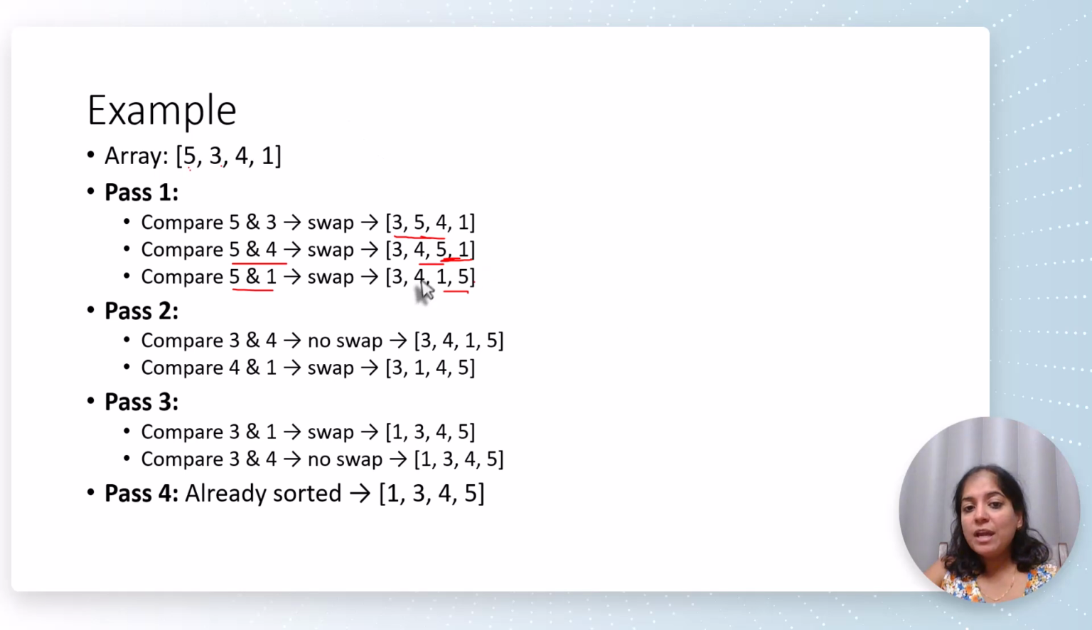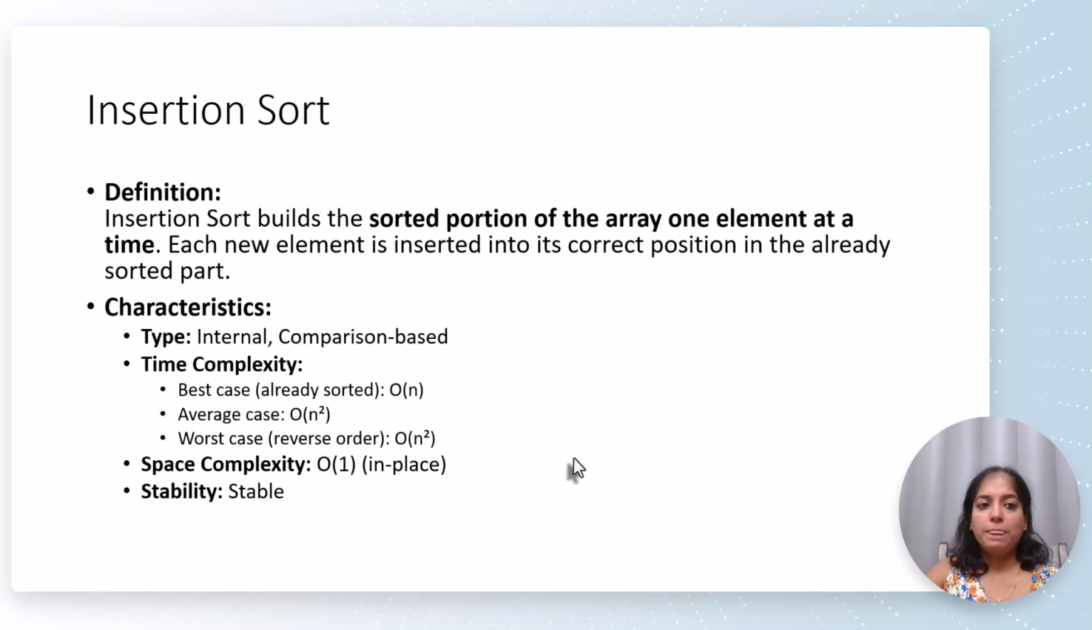Then in the second pass, we have this array. Now 3, 4 will be compared, in the correct sequence, so no swapping. Then 4, 1 will be compared, not in the correct sequence, so these will be swapped. Then in pass 3, 1, 3 will be compared, not in the correct sequence, so swapping will be there, and it will become 1, 3, 4, 5. Now 3, 4 will be compared, in the correct sequence, so no swapping. So the finally sorted array is 1, 3, 4, 5. The next algorithm is the insertion sort algorithm.